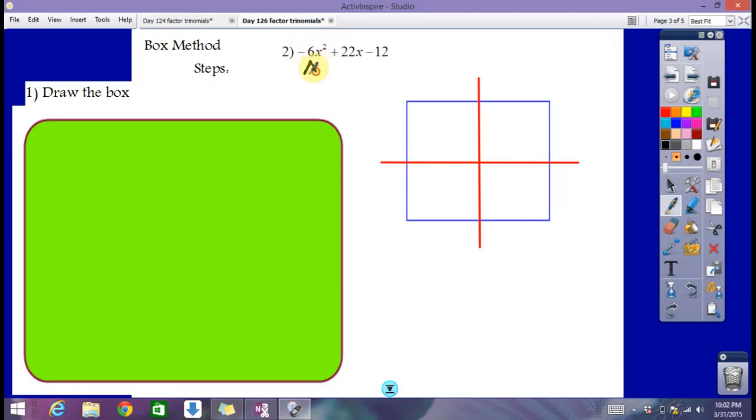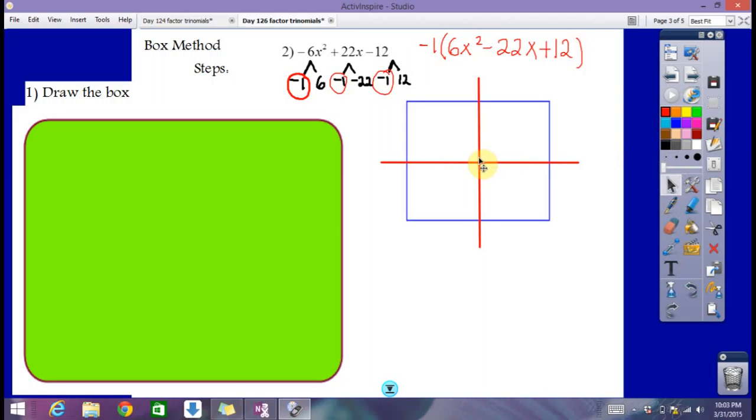So we're going to do the same thing we have been doing. This is -1 times 6. This is -1 times -22. And this is -1 times 12. So we're going to take out the negative ones. And we're going to rewrite this as -1 times 6x squared minus 22x plus 12. 12, not 2.